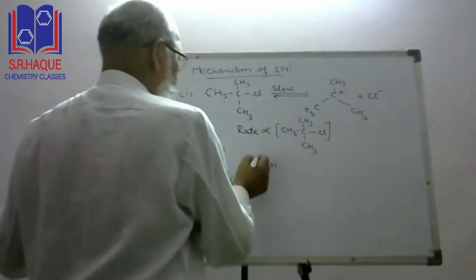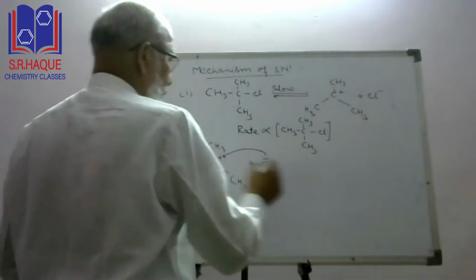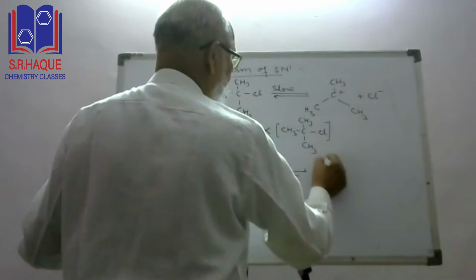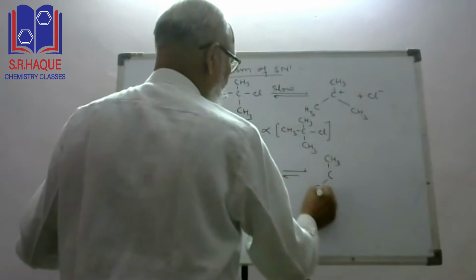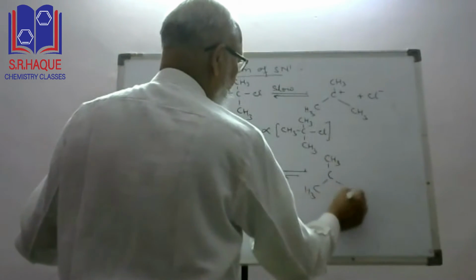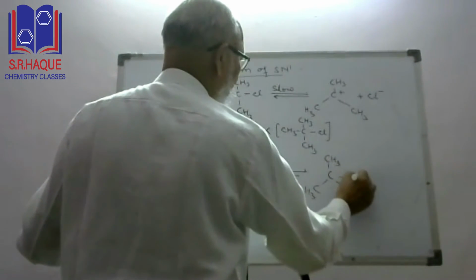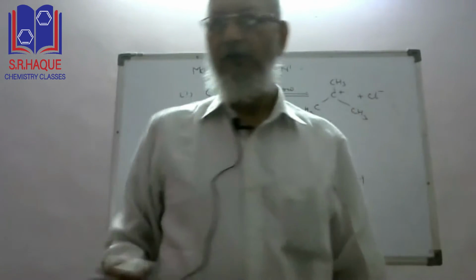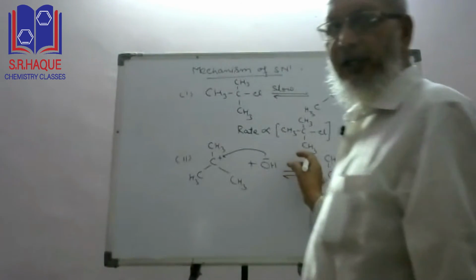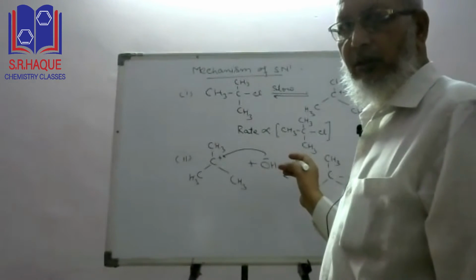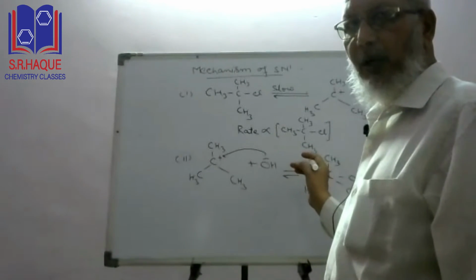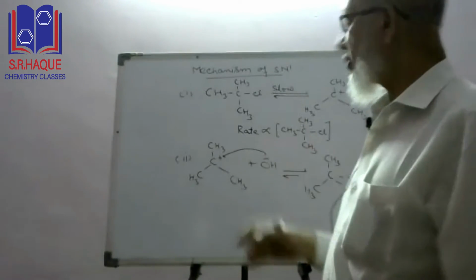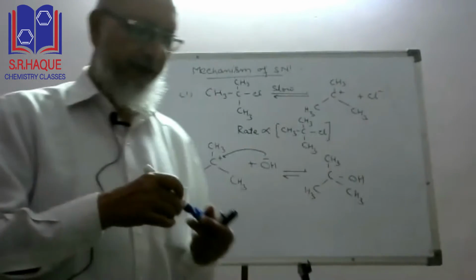So this nucleophile attacks here, and there is formation of the product like this. If OH minus is coming from this side, then OH will be attached here, and in that case another optically active product will be obtained. If one is dextro, then the other will be laevo. So this is the mechanism of the SN1 reaction.